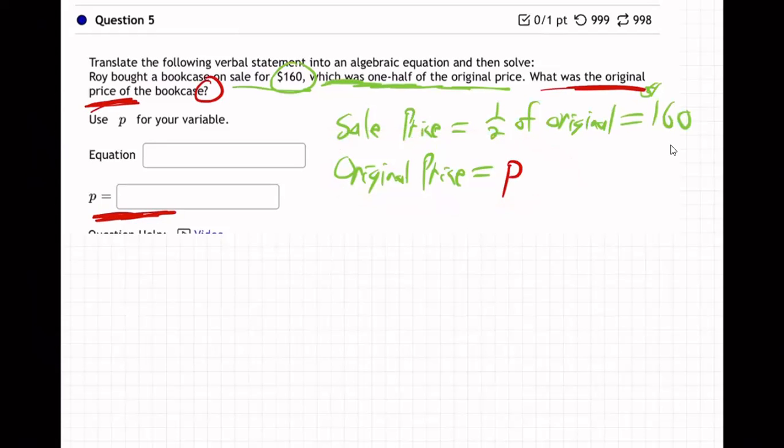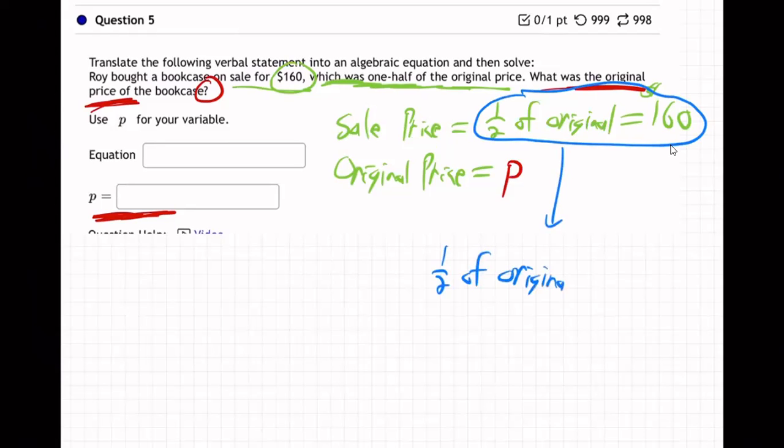Did you know we have our equation actually right here? Let me bring this down. 1/2 of original equals 160, right? It says it's on sale for 160, which was. That's the past tense of is, which means it's our equal sign. Whenever you find was or is, that's your equal sign. If something is something, then it's equal to. If it was, then it was equal to it, just in the past.